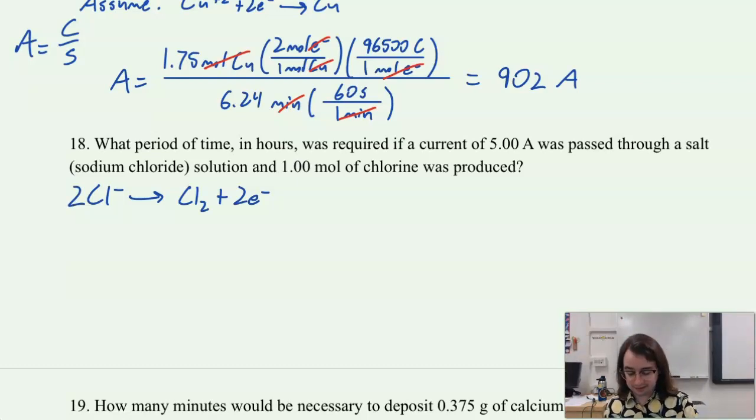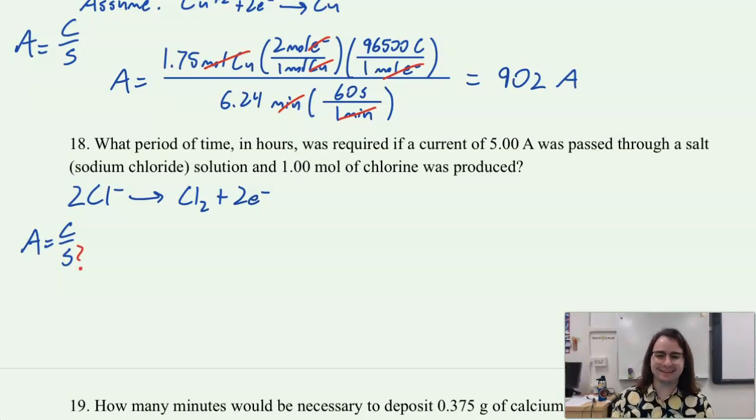And again, think about this equation up here, A equals C over S. The thing we're wondering this time is what's the time, right? So manipulate the equation as best you can to solve for seconds. I'm going to let you try this one out again because it's a lot of the same, but this time you're solving for seconds. Go ahead and give it a try and come on back when you're done.